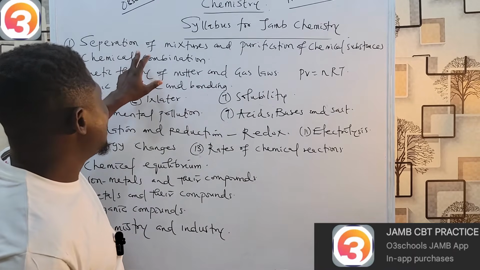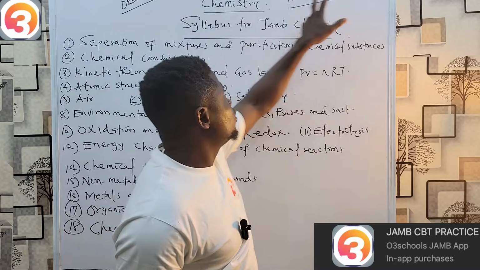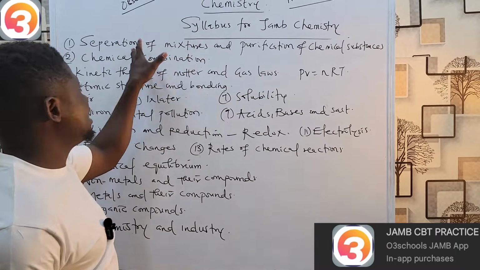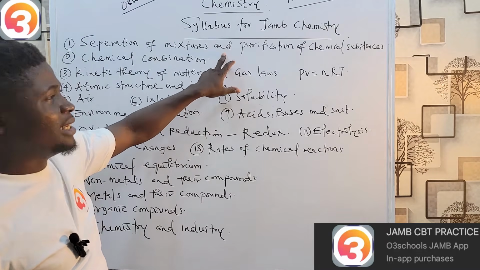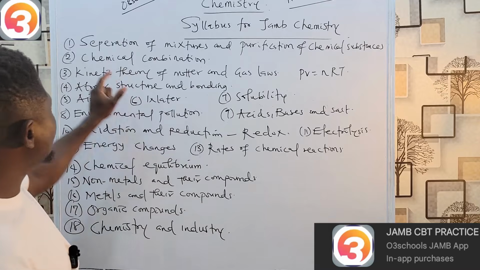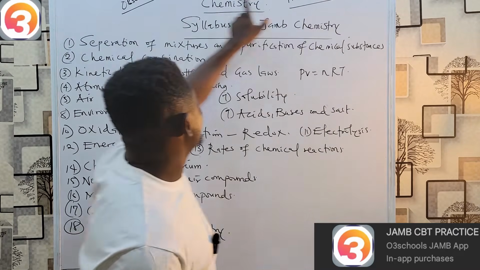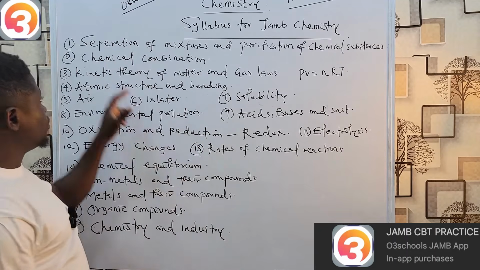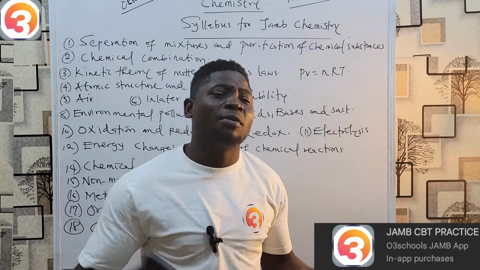Go to your syllabus, look at the first topic. After reading about the first topic in your textbook, go to the app, search for questions under separation of mixtures and purification of chemical substances. Answer them. Go to the next topic, chemical combination. Go to your textbook, read about it. Go to your app, search for questions. Go to the third one like that. Finish your syllabus. Make sure you finish your syllabus before your exam.